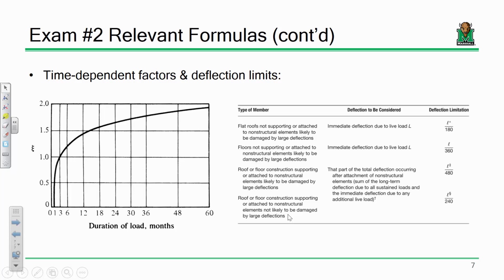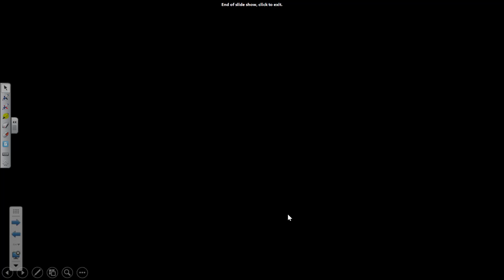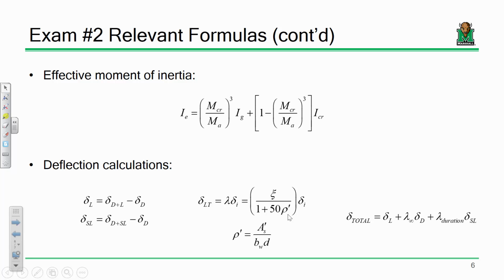Yes? When you're calculating rho prime. Rho prime. I know it's AS prime. That's a good question, and that's a very easy area of mistake, and the answer is it's d. So rho prime is AS prime, but it's b_w d. And the reason why is because this right here is still basically the area of the concrete.